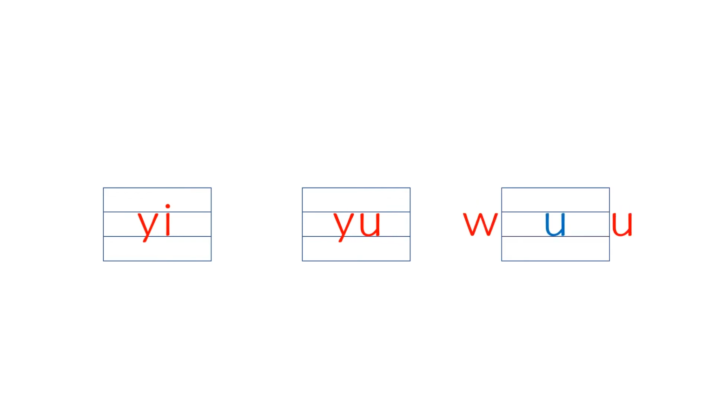When final i and ü act as a syllable by itself, the initial y is added before them, with the 2 dots on the top of final ü removed. When final u acts as a syllable by itself, initial w is added before the final u.